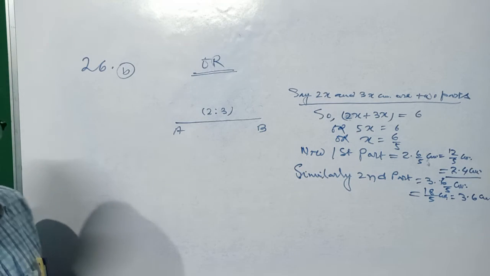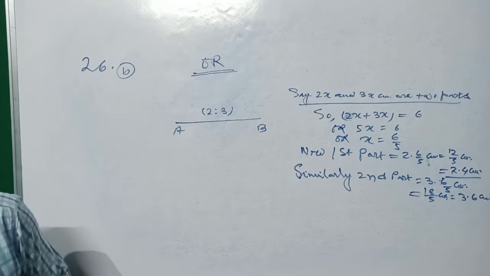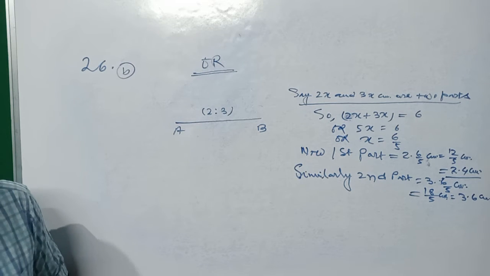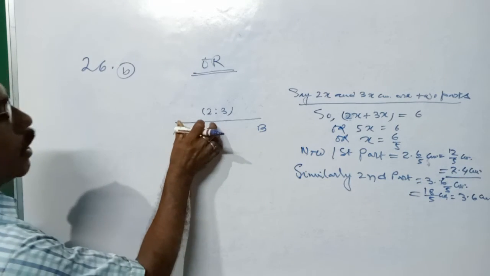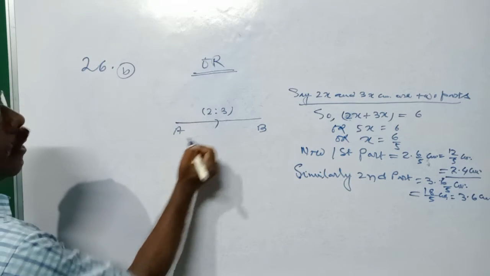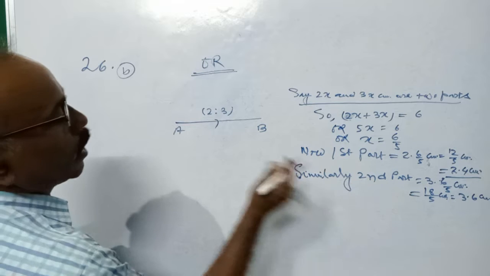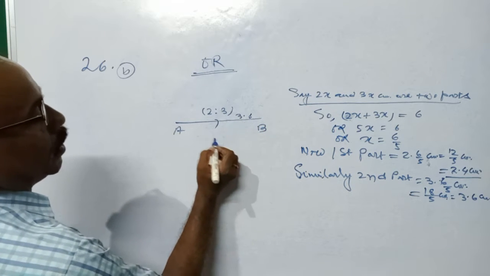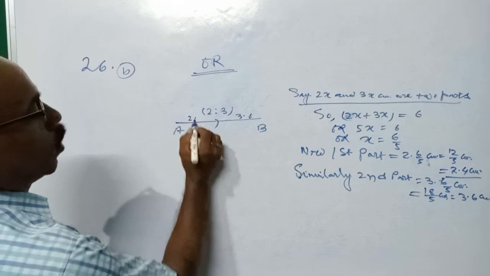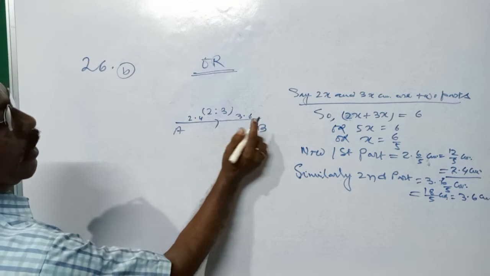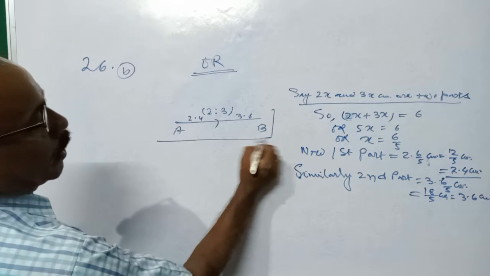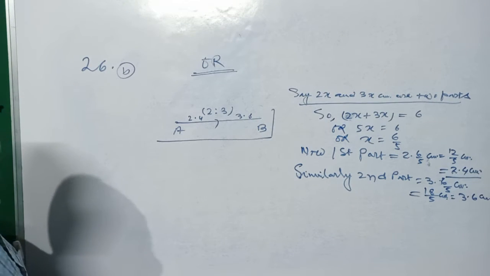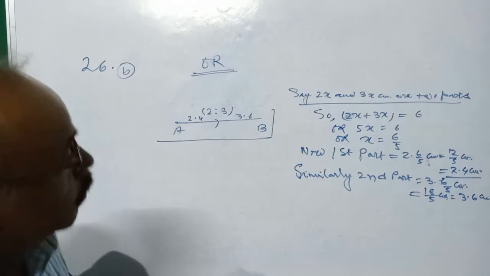It is too easy. In this scale, we take 2.4 cm. Then we take 2.4 cm, and this is 3.6 cm. 2.4 cm and 3.6 cm. Then this is the required answer of the second question. Am I clear?